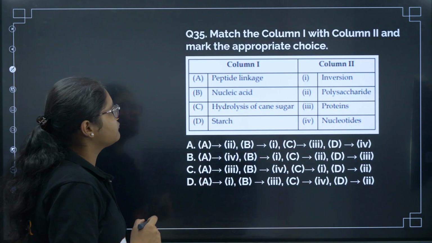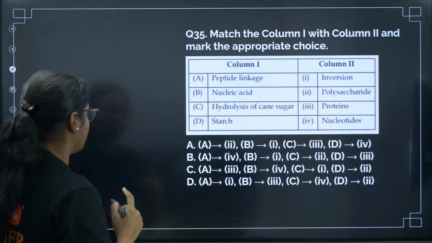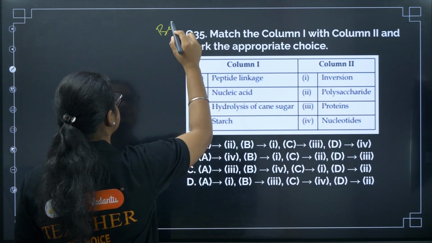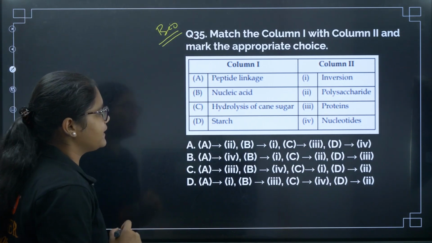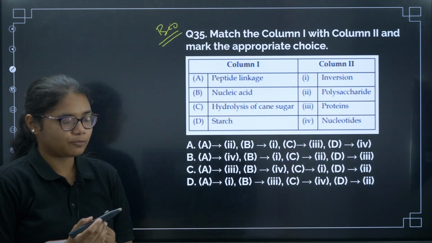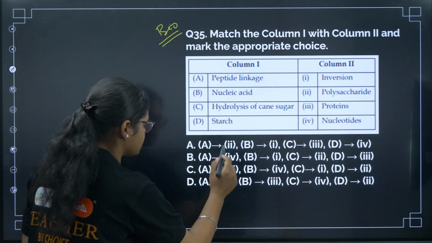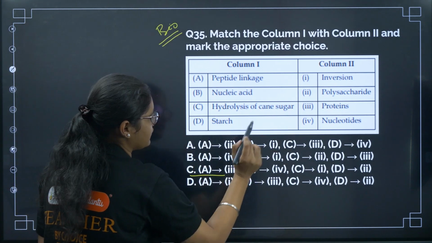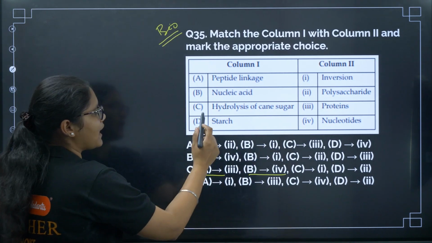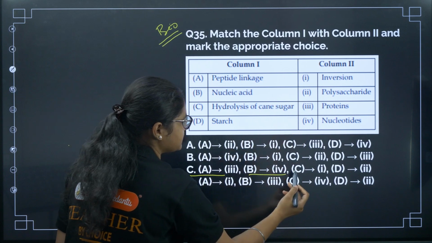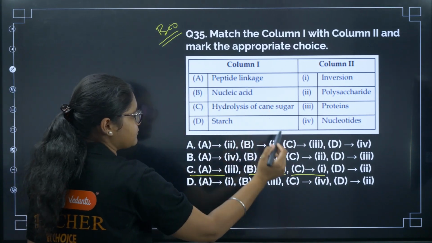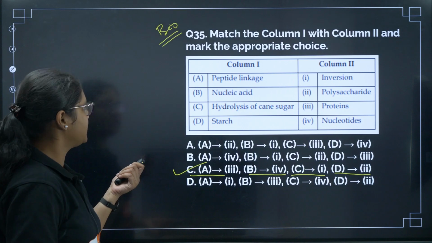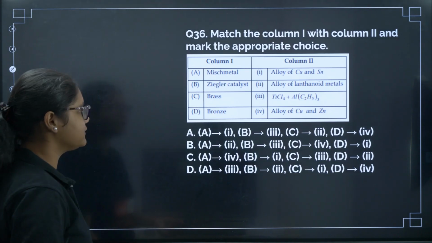Next question, match the following. Column 1 and column 2 is given. Okay, so this question is from your, I think, biomolecules chapter. Peptide linkage is connected to proteins, right? So A should be 3, so we have only one option with A is equal to 3. Then nucleic acid is connected to nucleotide, so B is 4. Hydrolysis of cane sugar is inversion, so C is 1. And starch is a polysaccharide, D is 2. So the correct answer for this question is option number C. Very easy one. I hope everyone would have done this one correctly.